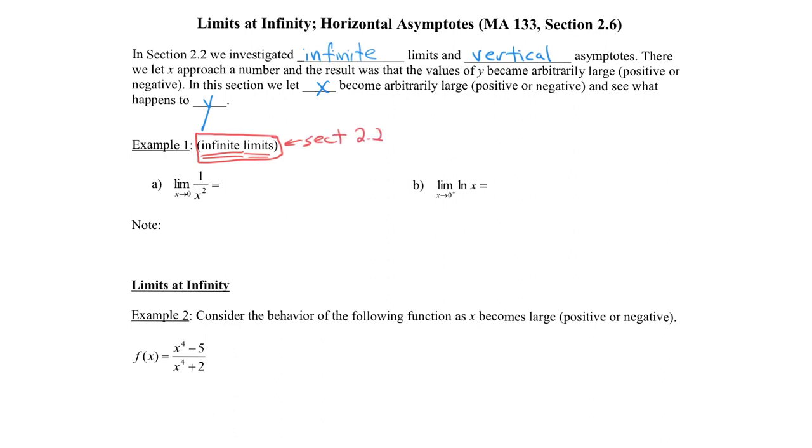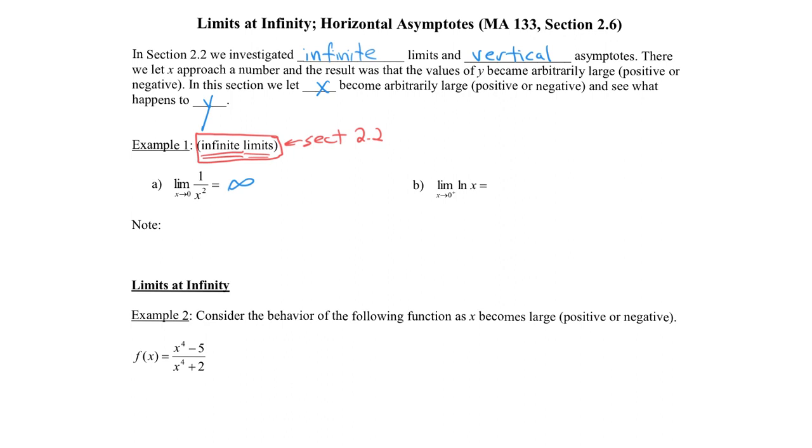These were problems like this one, the limit as x approaches 0 of 1 over x squared. And we learned that we could make this 1 over x squared be as large as we want just by letting x get close enough to 0. So we would say that the answer to this is infinity. And we said really that means the limit doesn't exist because it doesn't equal a number L. So this is an infinite limit.